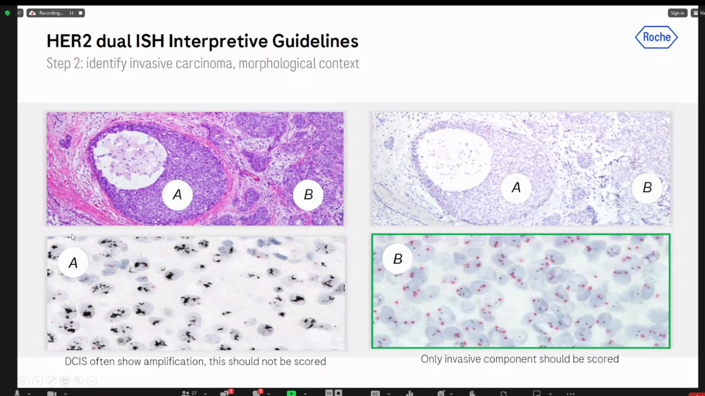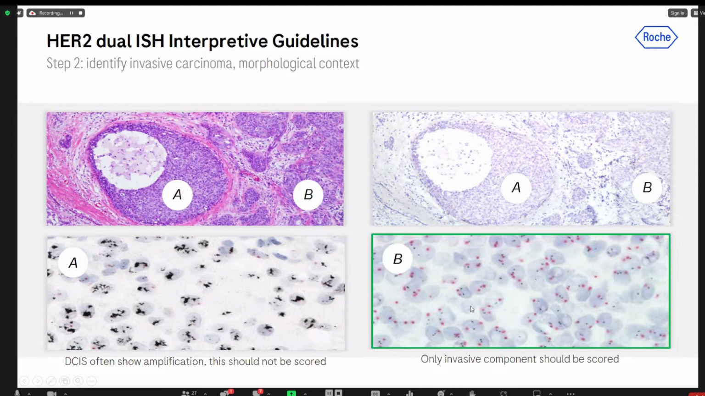If we look closer into this in situ area, you can see a lot of HER2 signals depicted in black. So we see clusters of HER2 gene copies. But if we go to the invasive area, we see that there is actually a normal number of the black HER2 and the chromosome 17. And that's quite common to see.